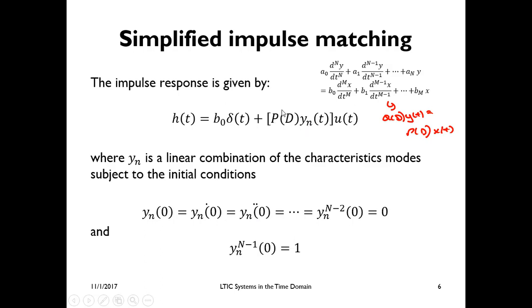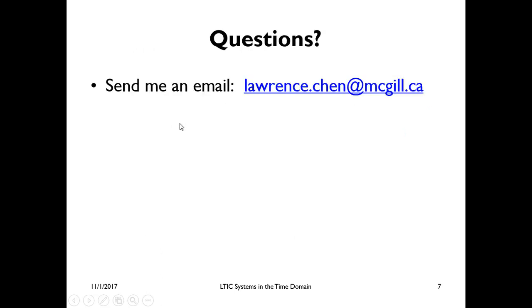We then use our differential operator P of D to act on y sub n. We multiply this by the unit step function, and we add, if necessary, this impulse function, and this gives us our impulse response. If you have any questions, send me an email.